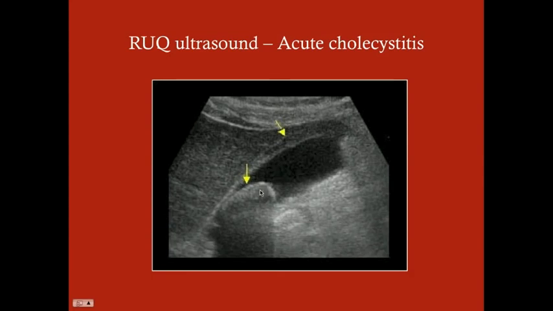Here's another one. So here's the stone right here blocking the neck. You can kind of see it's also kind of in the gallbladder too, but it's blocking the neck. And so nothing can get out of the gallbladder. What you also see here is a thicker wall.